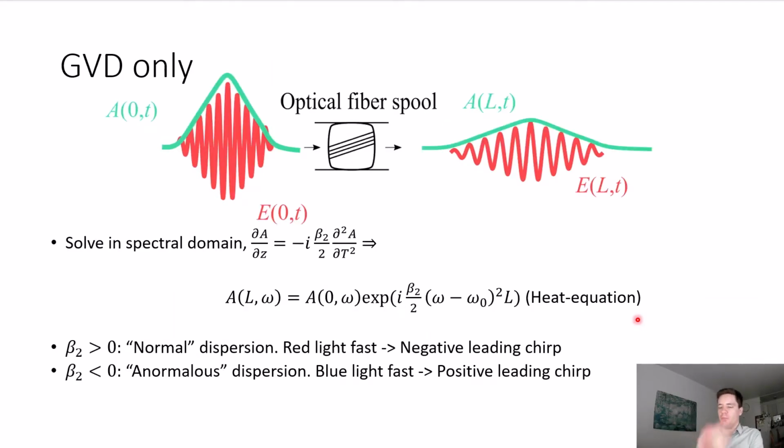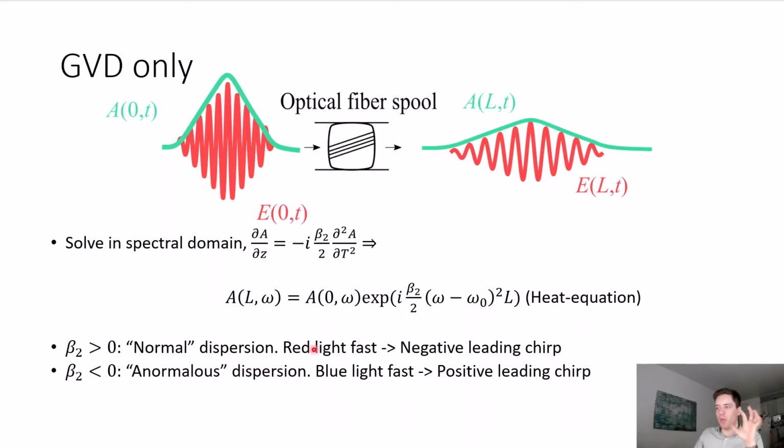Now, group velocity dispersion. If we imagine we have a very short pulse going into the fiber spool and we ignore all the other terms of the nonlinear Schrödinger equation, we basically get something that looks identical to the heat equation. Essentially, this can be solved by computing the Fourier transform on both sides of this equality here, and then applying this complex exponential, and then taking the inverse Fourier transform to go back to the time domain. The idea is that all of the different frequencies will get different phase shifts, and that actually causes the pulse to effectively broaden out. Now, note that beta 2 greater than 0 is referred to as normal dispersion.